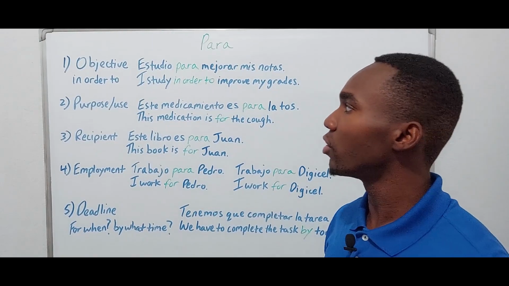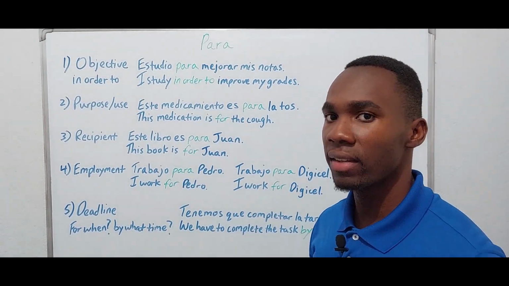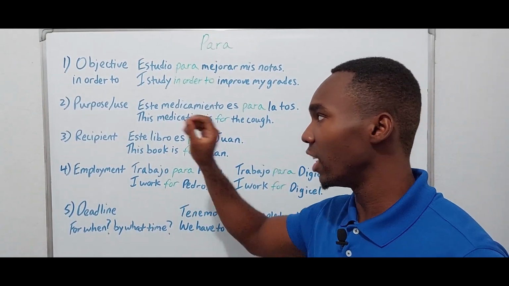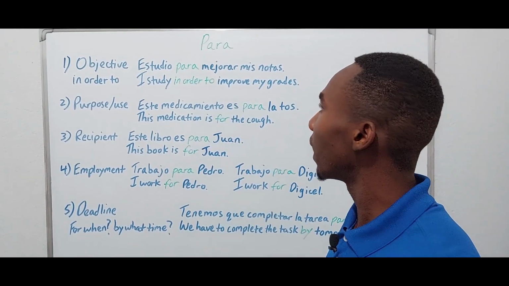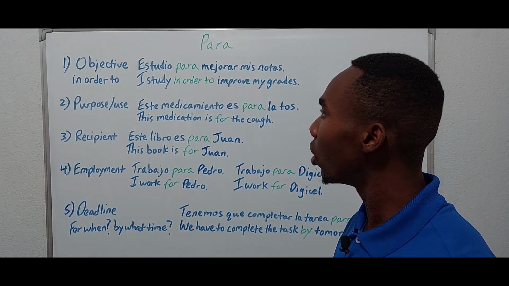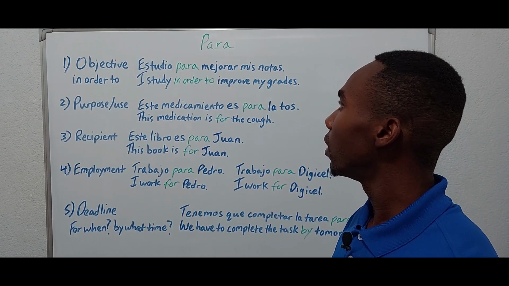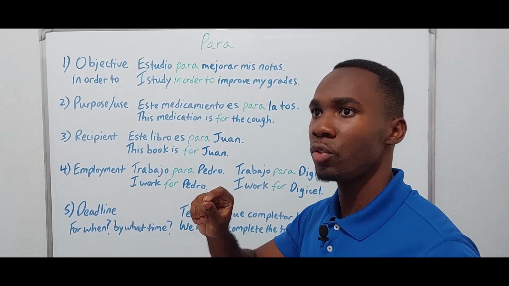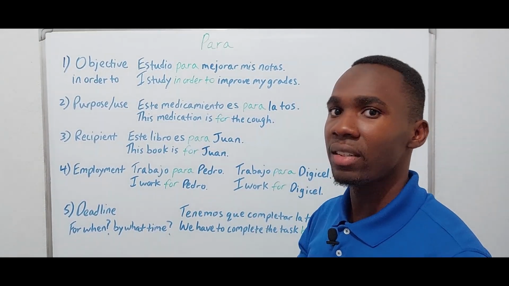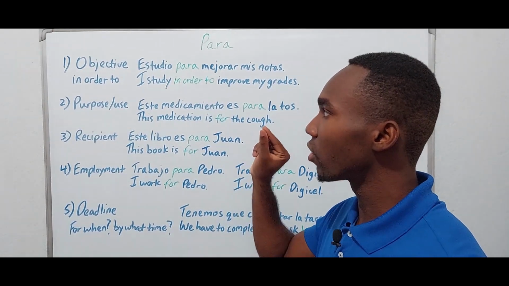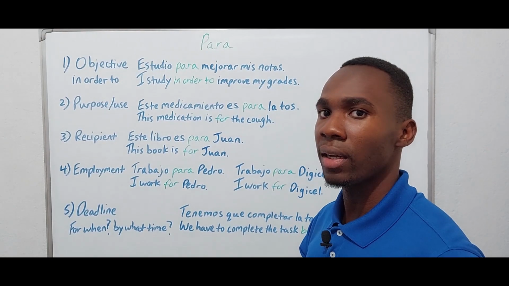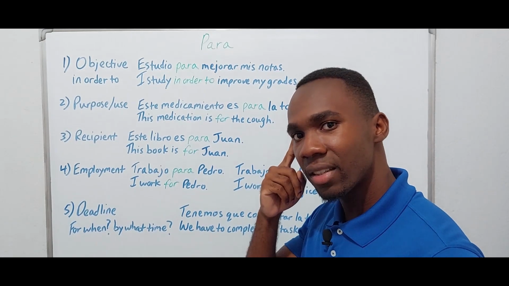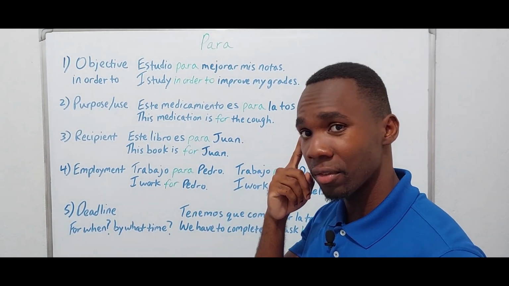The first use of para is going to be to express an objective or an aim, okay? So in this case, para is going to translate as in order to. So estudio para mejorar mis notas. I study in order to improve my grades. Now, I must mention that this theme is often confused with a reason. So many times when there's confusion with regard to por and para, it is usually this theme, which is this, a reason or is this an objective, right?